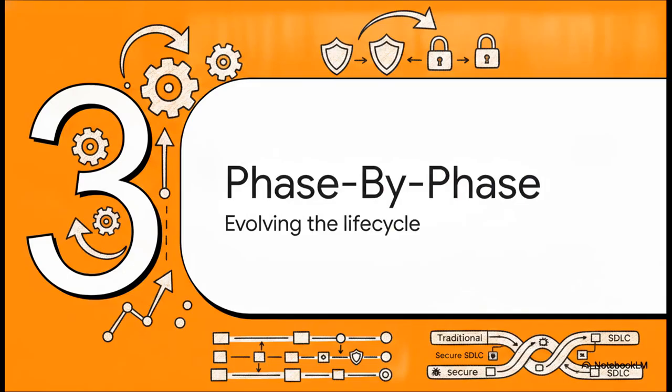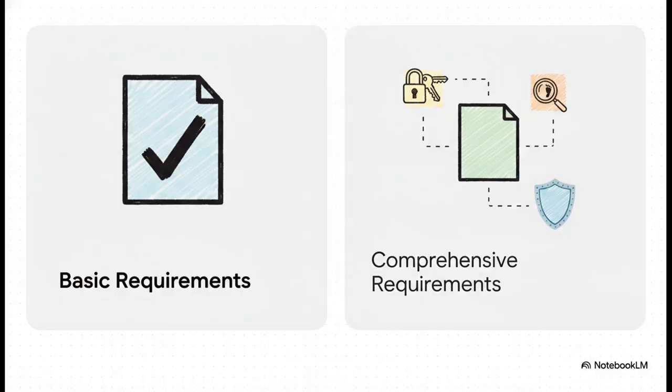Section 3, a phase-by-phase breakdown. Now, what's really interesting about this slide is seeing how things evolve side by side. Let's start at step 1, requirements. Traditionally, a functional requirement is just users need a login. Pretty simple, right? But look at the SSDLC approach on the right. That exact same requirement gets massively expanded.